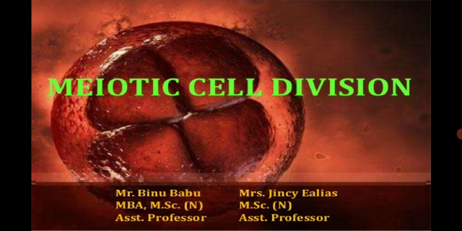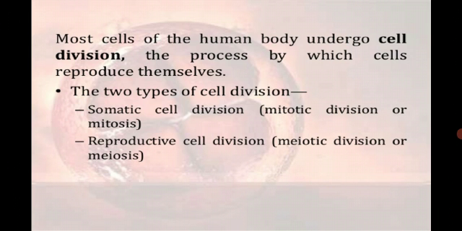In our previous lesson, we have seen the detail of the mitotic cell division, and today we will discuss the details of the meiotic cell division. Most cells of the human body undergo cell division, the process by which the cells reproduce themselves. There are two types of cell division as we have discussed earlier. These are called the somatic cell division or the mitotic cell division, and the second type of cell division is called the reproductive cell division or the meiotic cell division.